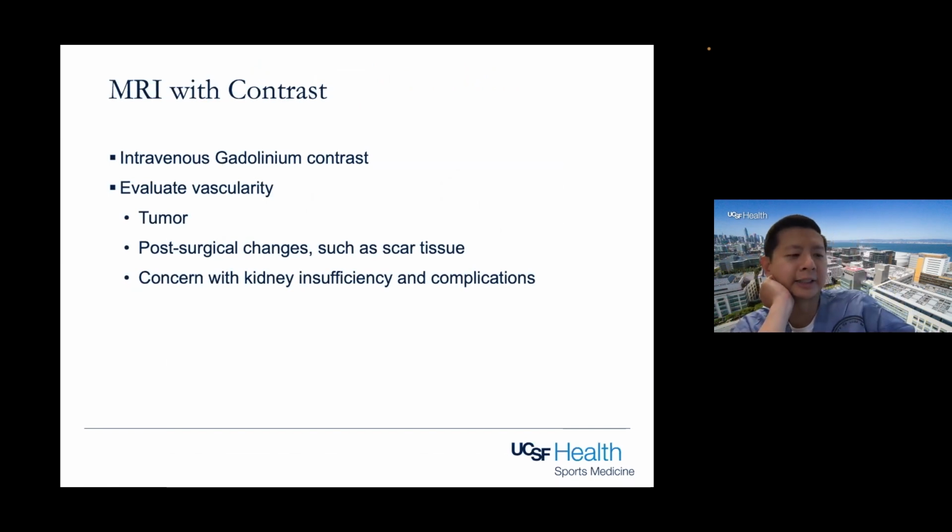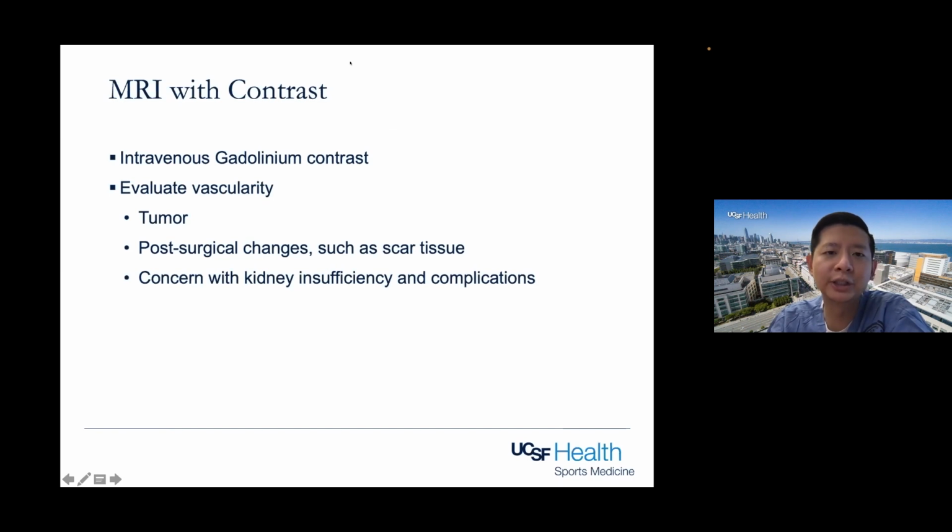And that's MR arthrogram, but you can also get an MRI with IV contrast. So this is where you're injecting dye into the arm, and then you're seeing where that contrast goes, and you're trying to use that to look at vascularity. So this would be for tumors, and then sometimes you can use it for post-surgical changes, such as to determine scar tissue, because the scar tissue will typically have less blood flow. And then also with the contrast, there's kidney insufficiency and complications. Okay, all right.